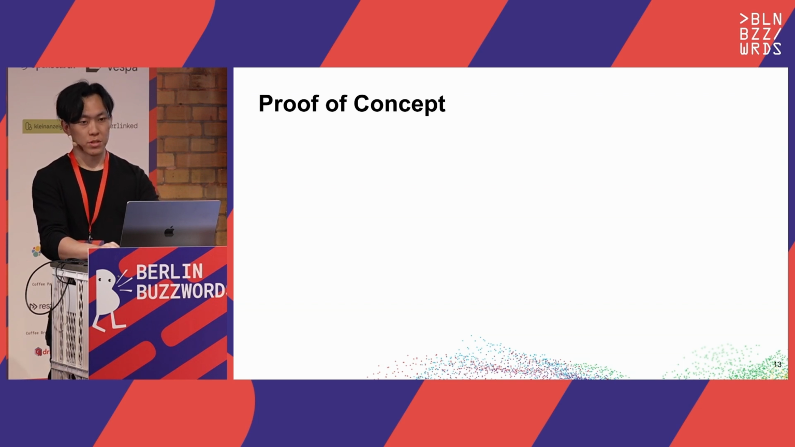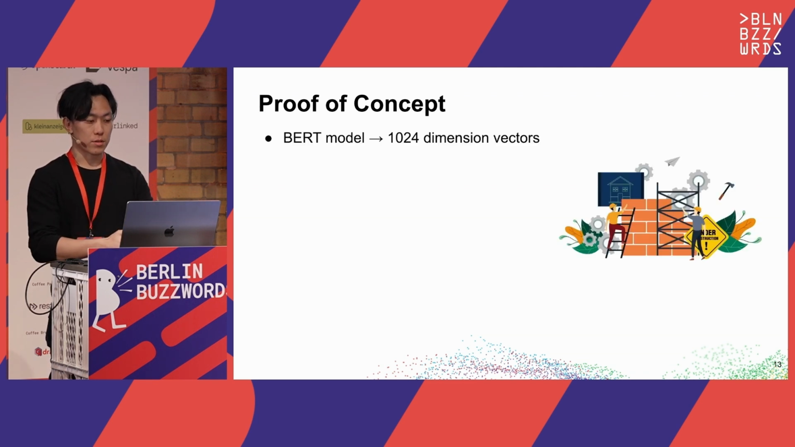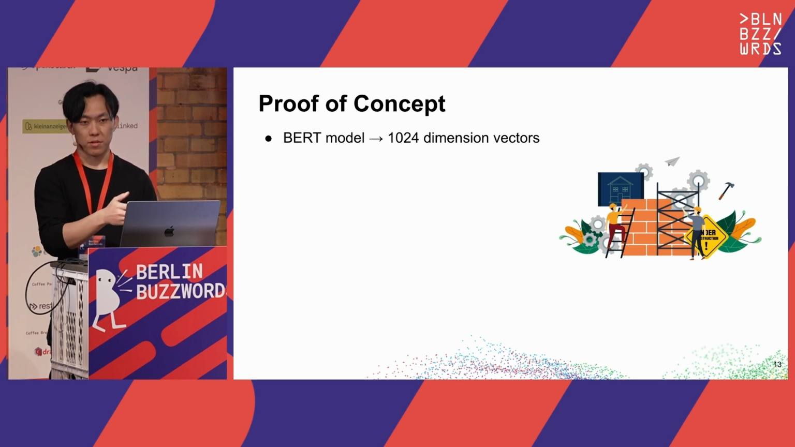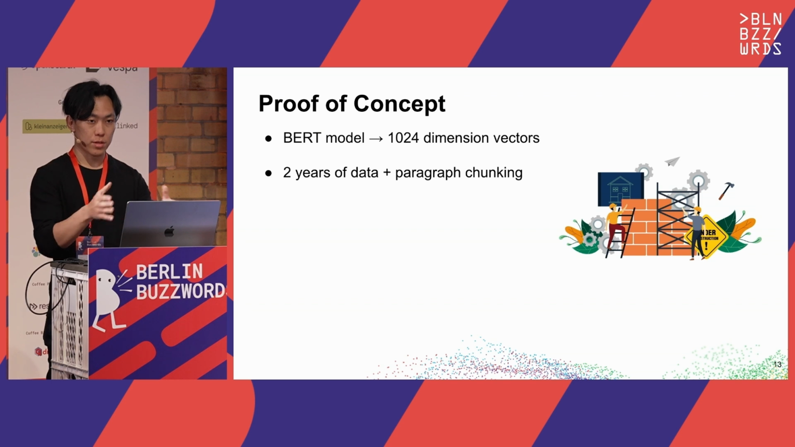And so, of course, the first thing we need to do is build a proof of concept, understand what it is capable of. So the application team goes and trains a BERT encoder model to produce vectors of size 1024. As a proof of concept, we take a smaller subset of that data. So we take about 2 years of most recent data and we apply paragraph chunking. This yields a data set of about 169 million documents.